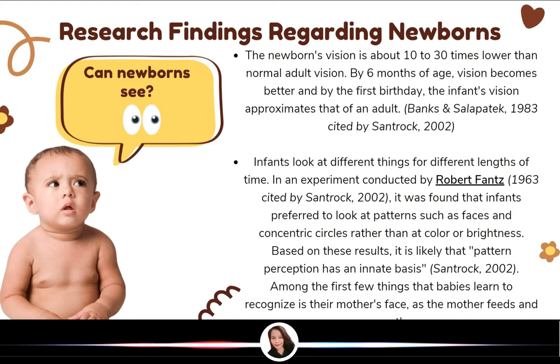Infants look at different things for different lengths of time. In an experiment conducted by Robert Fantz in 1963, cited by Santrock 2002, it was found that infants preferred to look at patterns such as faces and concentric circles rather than color or brightness. Based on these results, it is likely that pattern perception has an innate basis. It is by Santrock 2002. Among the first few things that babies learn to recognize is their mother's face as the mother feeds.